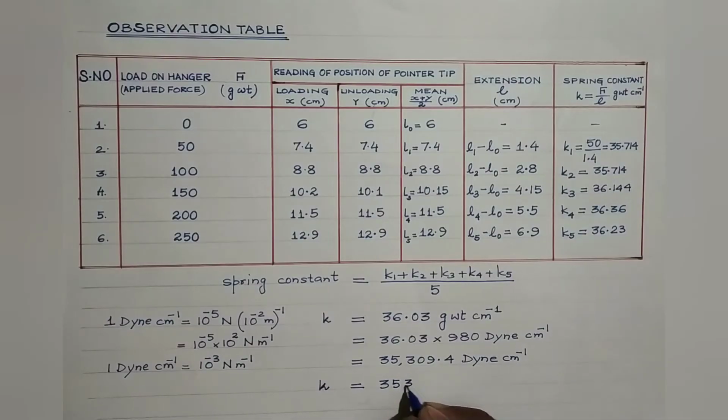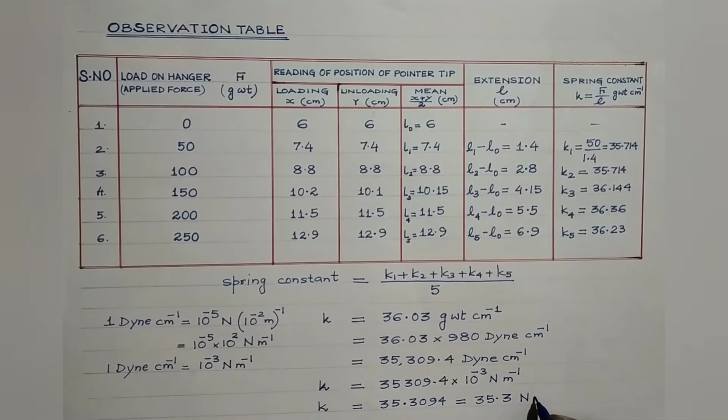So 35,309.4 multiplied by 1 dyne per centimeter, which is 10 raised to the power minus 3 Newton per meter. So students, that comes out to be 35.3094. You can approximate it, so it will be 35.3 Newton per meter. So mathematically, the value of spring constant or the spring factor of the given spring in SI is found to be 35.3 Newton per meter.